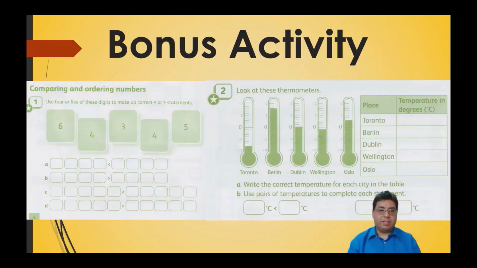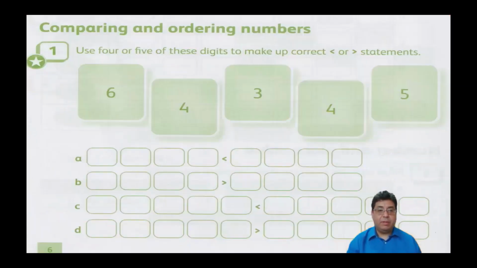So here's the bonus activity. And again, I've got a couple of examples up here. We're comparing and ordering numbers using both positive and negative numbers. Okay, let's take a closer look at number 1 here.